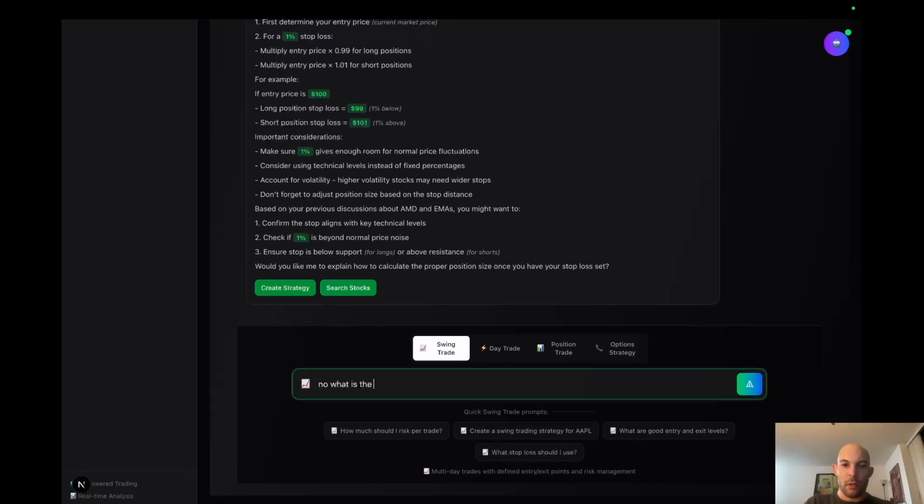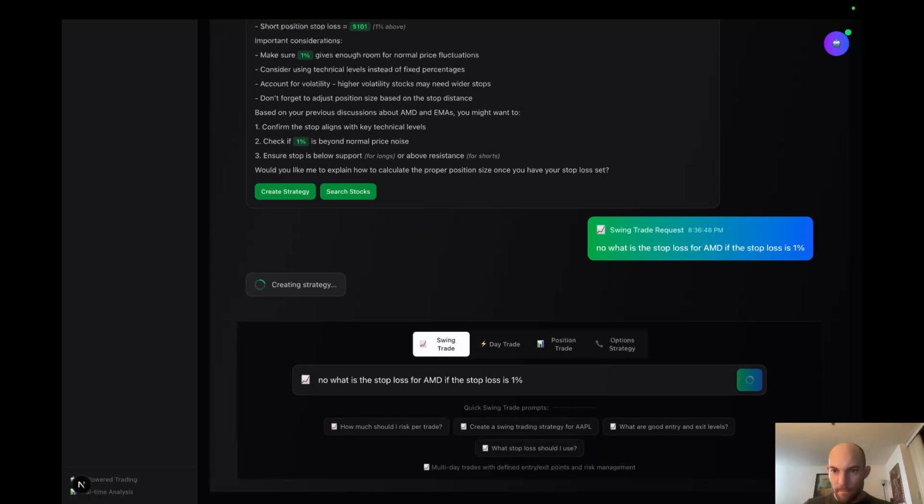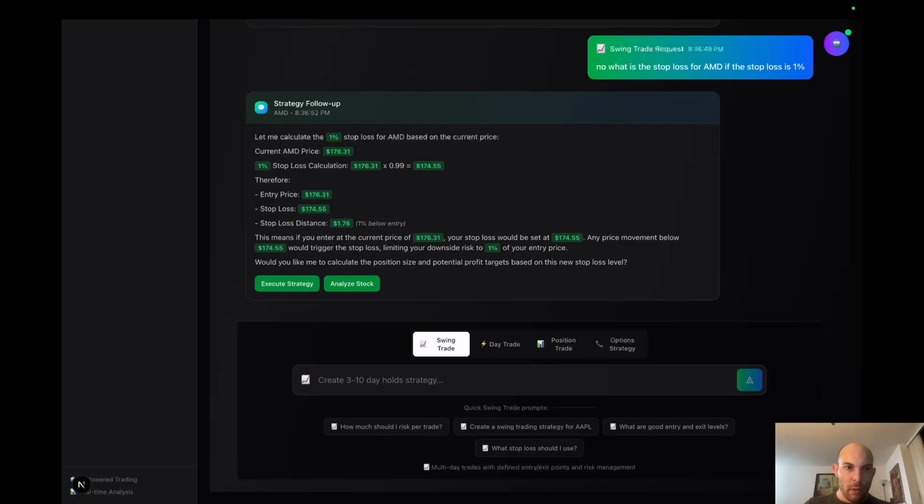Now, what is the stop loss for AMD if the stop loss is 1%? Okay. Current AMD is 176. Stop loss calculation. Okay, so entry at 176, stop loss at 174. Okay. This means if you enter at the current price of 176.31, your stop loss would be set at 174. Any price movement below there would trigger the stop loss, limiting your downside risk to 1%.